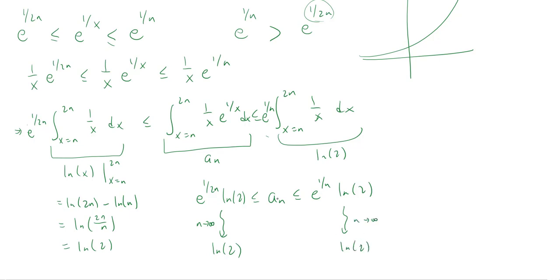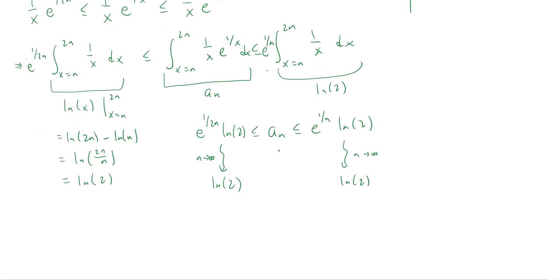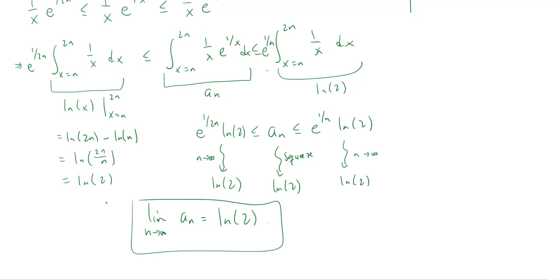All right, so a sub n is bounded above and below by sequences which are both going to ln of 2. And so by the squeeze theorem, it has nowhere to go. It also has to go to ln of 2. And therefore, the limit as n goes to infinity of a sub n is ln of 2. Woo! Nice contest problem right there.